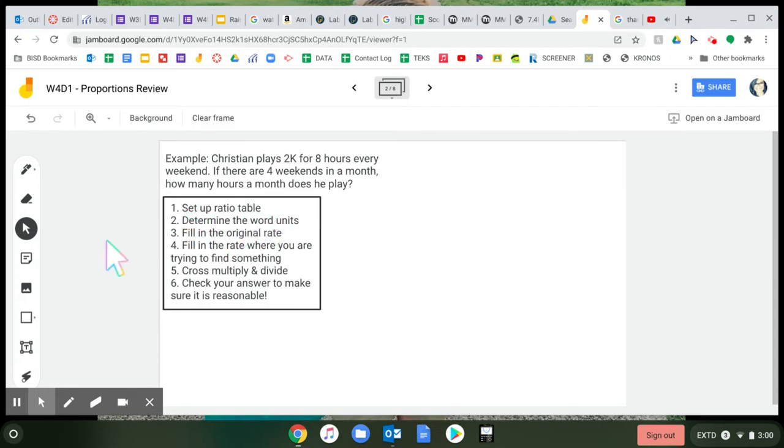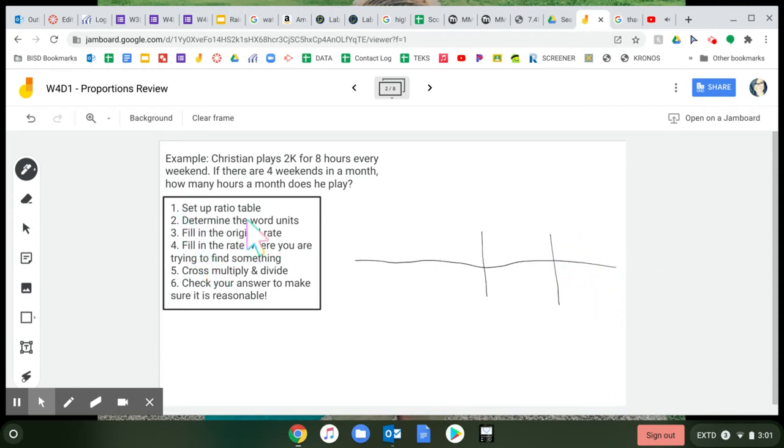My first step is to set up the ratio table. So I'm going to grab my pen tool and I'm drawing a little ratio table. You need room for your words and then your two rates that are equal to each other.